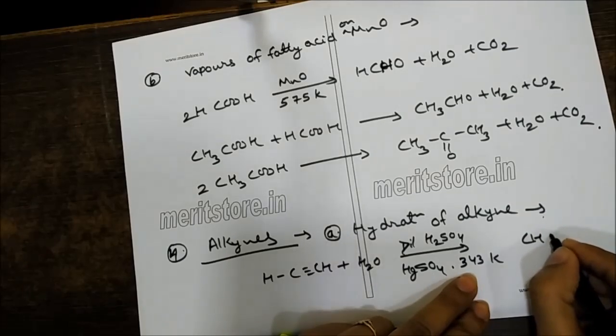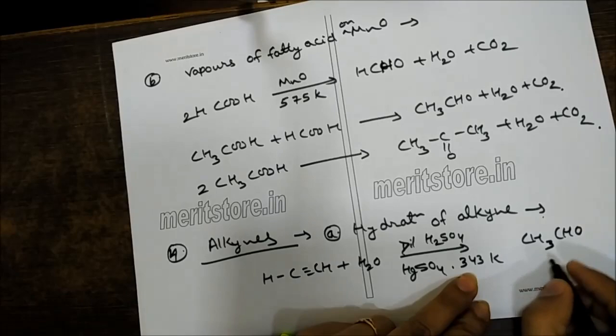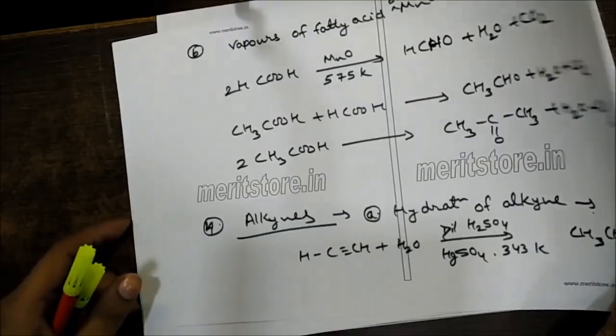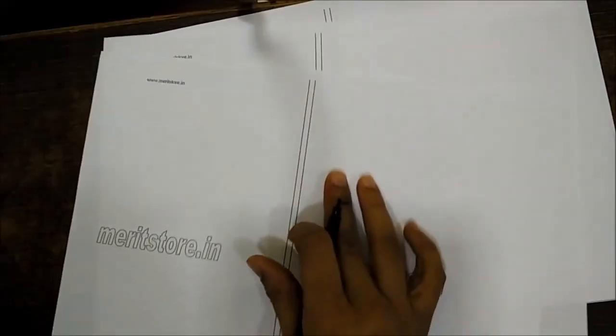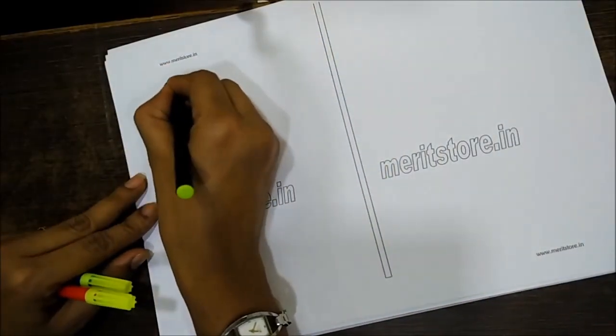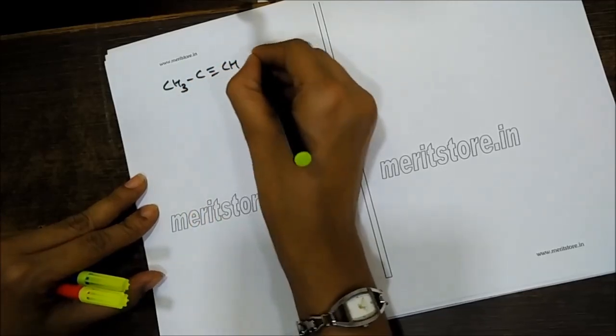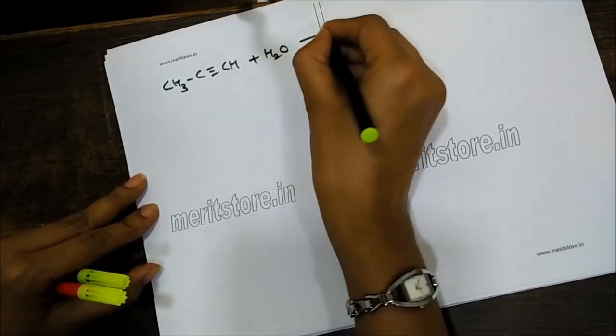Ethyne will give acetaldehyde, and if we take propyne, then it will give acetone.